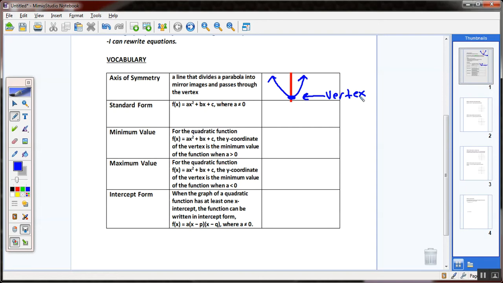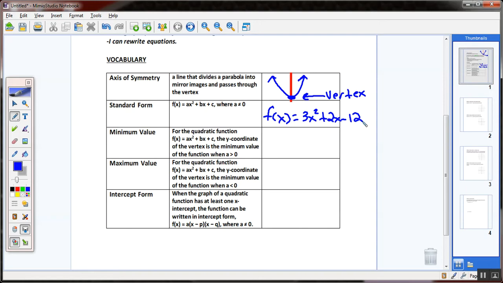All right, standard form right here. Standard form of any quadratic is going to be of the form f of x equals ax squared plus bx plus c. A cannot equal what value, kids? 0. So an example might be f of x equals 3x squared plus 2x minus 12. That's standard form of a quadratic. In that example, what's the a value? 3 is, right? What's the b value? 2. And what's your c value? Negative 12.